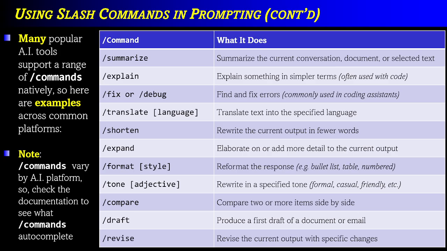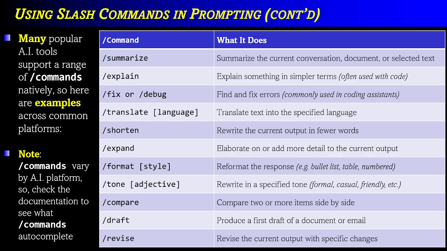So here are some examples that are pretty commonly supported. Slash summarize, summarizes a current conversation, document, or selected text. Slash explain, explain something in simpler terms, often used with code. Slash fix or slash debug, fixes and finds errors, again, commonly in coding. Slash translate, and then you provide the language, will translate the text into a specific language. Slash shorten, will rewrite the current output in fewer words. Slash expand, which will elaborate on or add more detail to that current output.